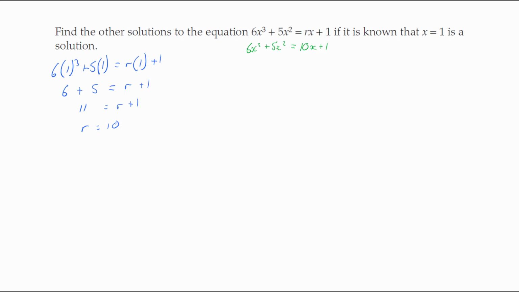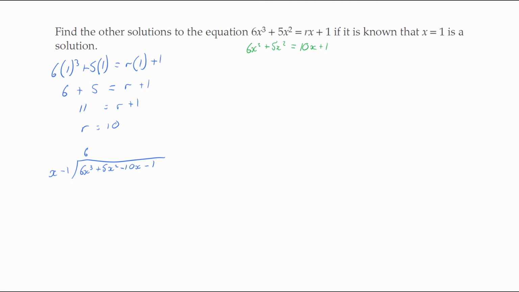If you need help with where I got that from, you need to brush up on your factor theorem, which is covered in the polynomial section. So let's use long division quickly, and we'll use x minus 1 as a factor into the polynomial, which would be the entire cubic rearranged so that it was equal to 0. So that would be 6x cubed plus 5x squared minus 10x minus 1. And we can use long division to quickly solve it.